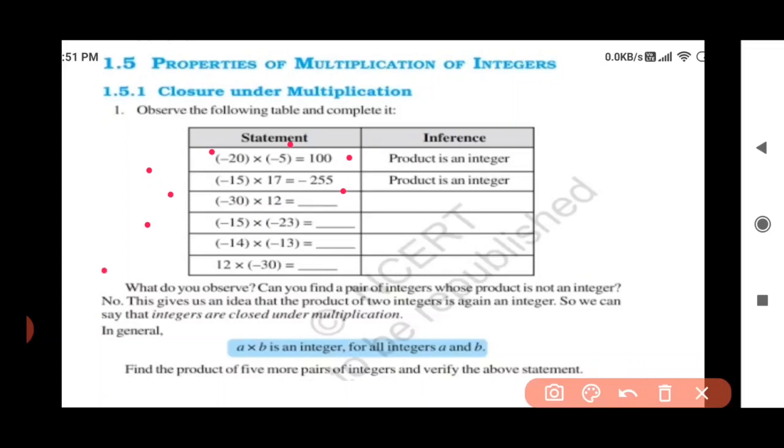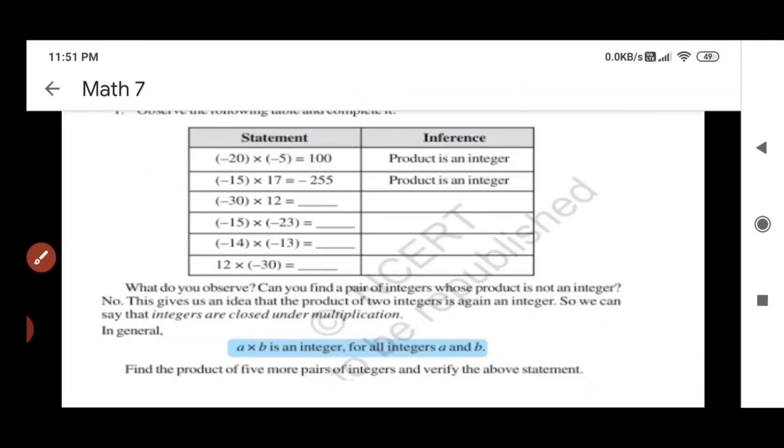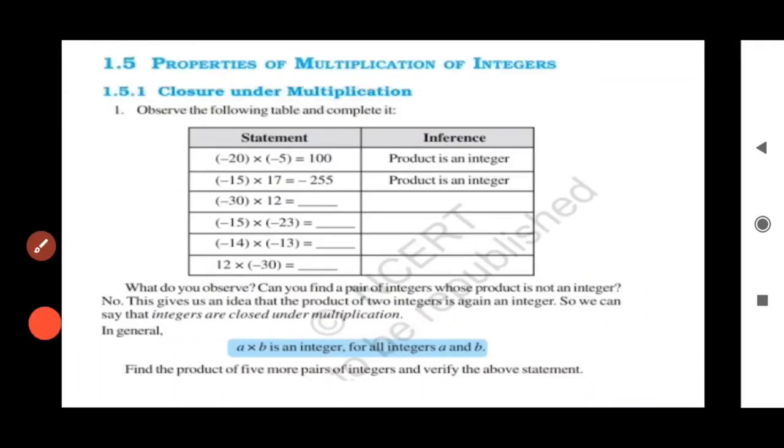What do you observe? Can you find a pair of integers whose product is not an integer? No. This gives the idea that the product of two integers is again an integer. So we can say that integers are closed under multiplication. So a into b is an integer for all integers a and b. Find the product of 5 more pairs of integers and verify the above statement.